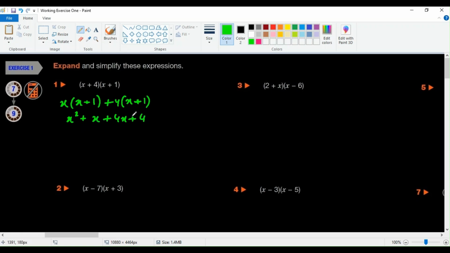Expanding brackets is not that very difficult, and you must have done it earlier. So the final answer is going to be x square, plus 4x plus 1x is going to give us 5x, and plus 4 is going to be the final answer for this question.